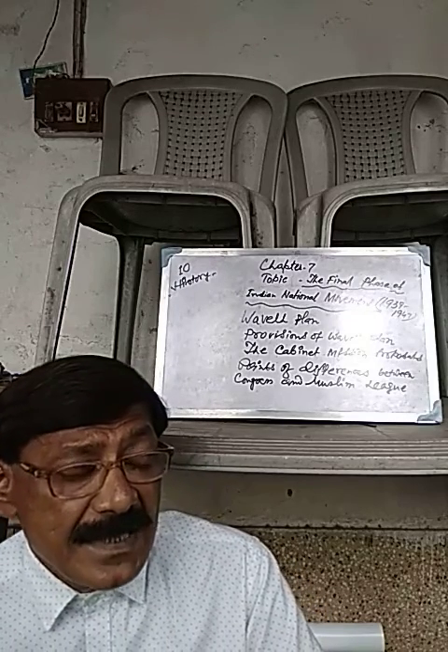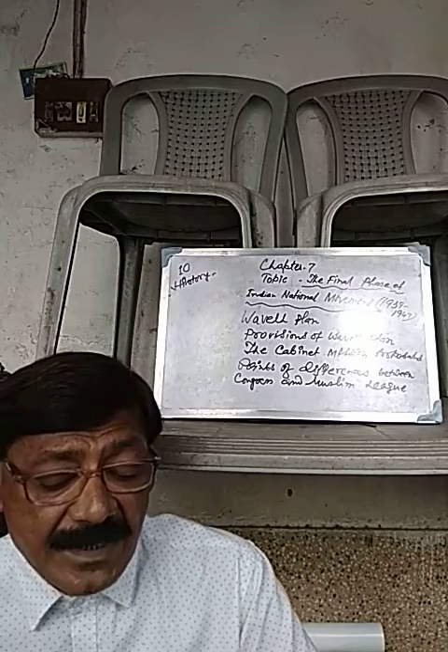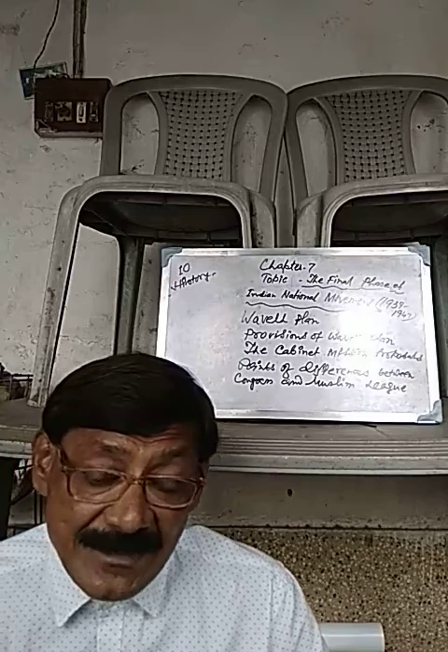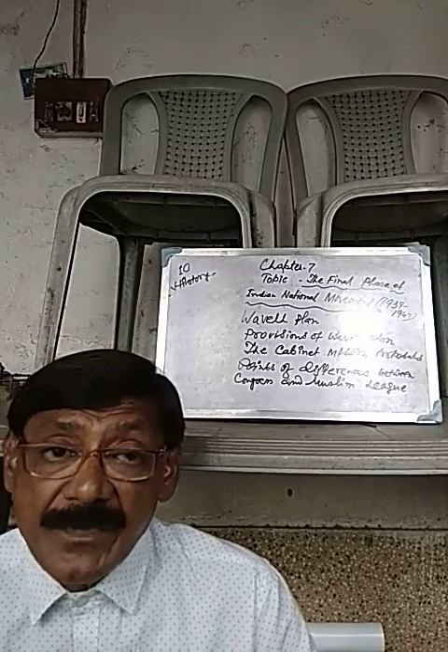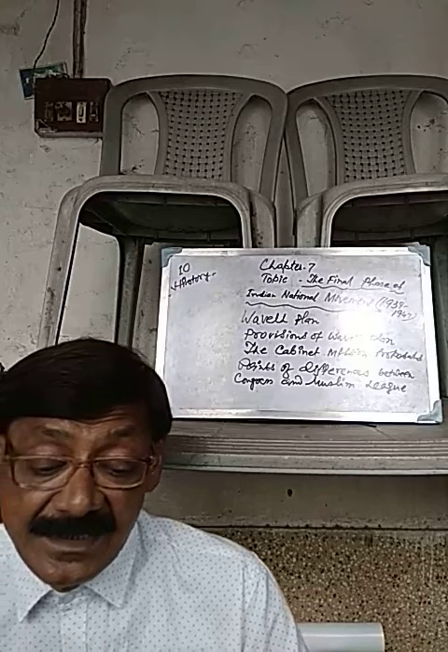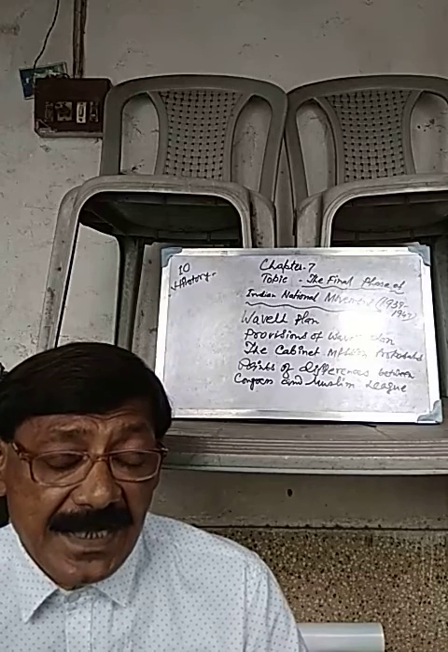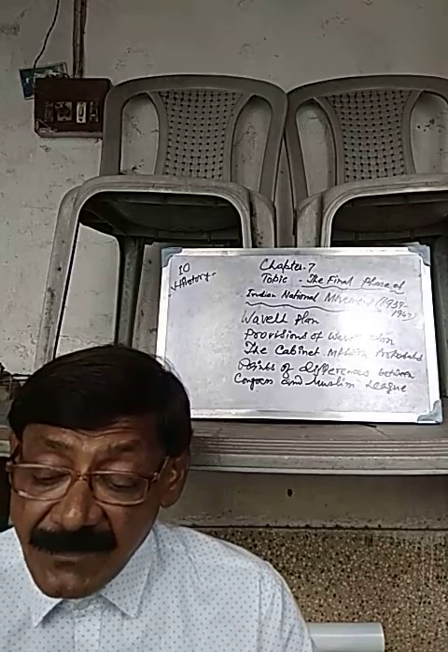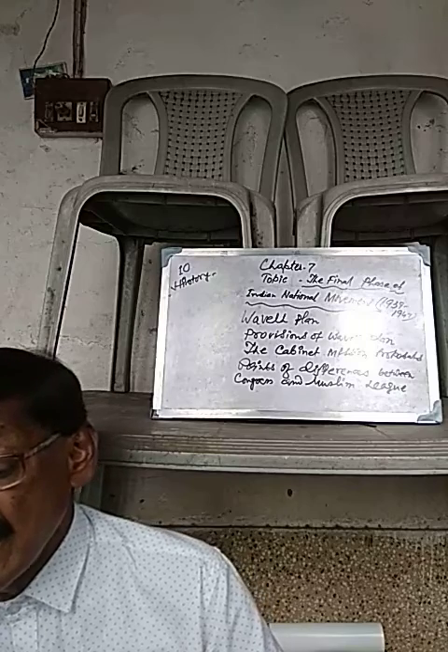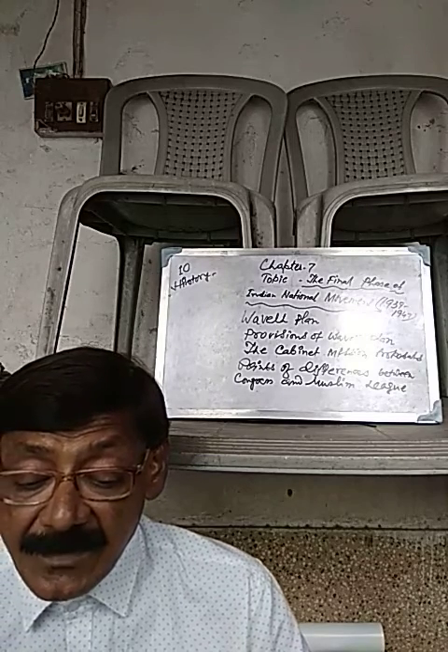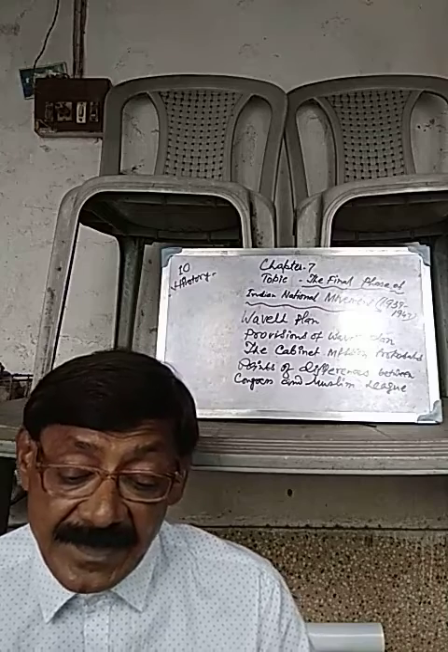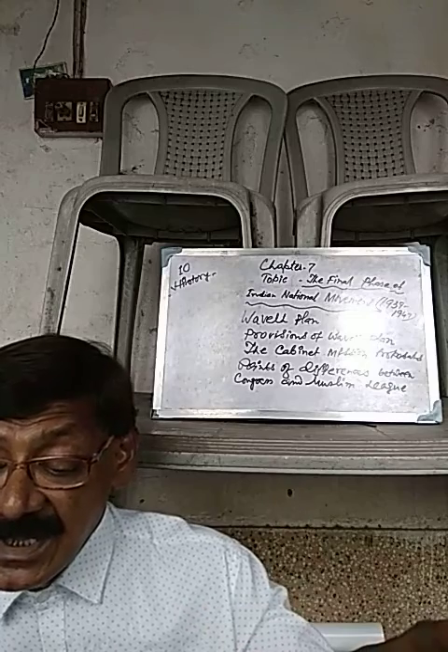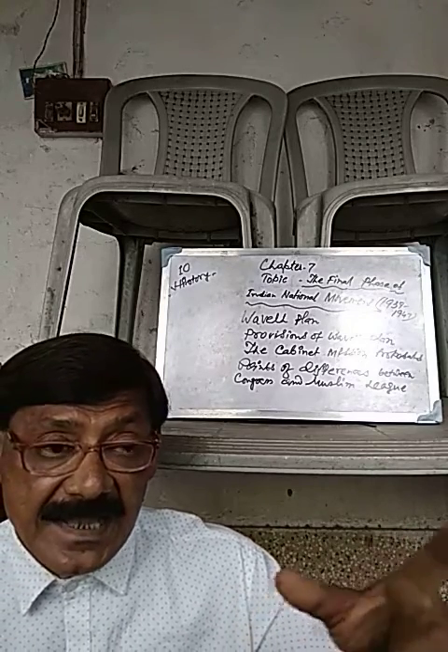Another provision of the cabinet mission plan was that there would be a constituent assembly that would be elected to draw up a new constitution of India, and it would have 389 members, 292 from the provinces, 93 from Indian states and 4 from the chief commissioners' provinces. There would be an interim government of 14 members which would function till the new constitution took shape and came into force.